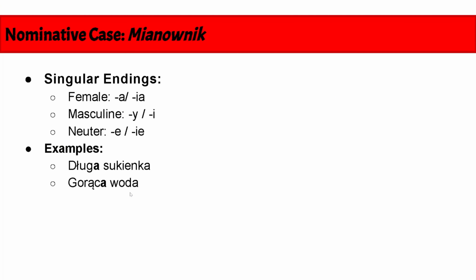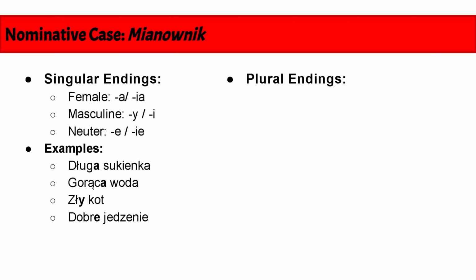Gorąca woda, same thing. Woda is a feminine noun, but instead of gorący, we have gorąca because it is a female noun. We have to match it up. Zły kot, exact same thing. Now it's masculine. Kot is a masculine noun, so instead of zła, we have zły. Dobre jedzenie, good food. Same thing applies, just for the neuter. Jedzenie is a neuter noun, and we change it from dobry to dobre. Dobre jedzenie, good food. The exact same thing applies to the plurals of the mianownik.